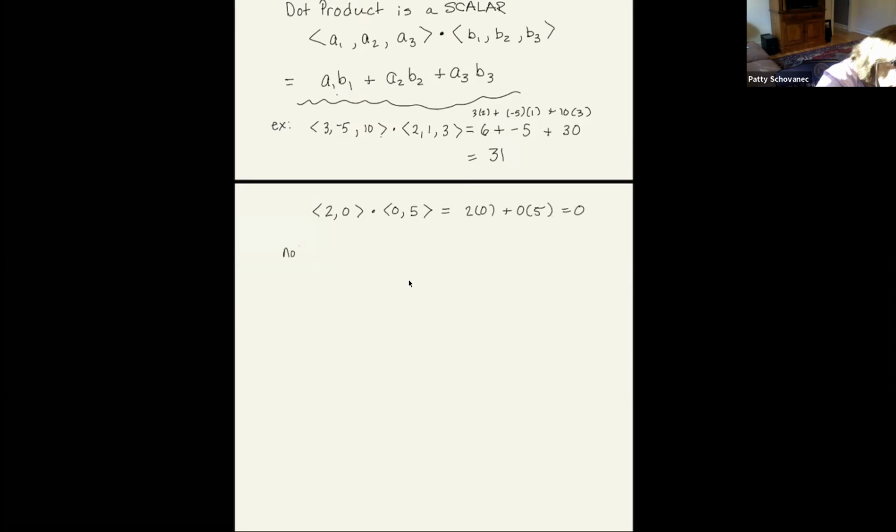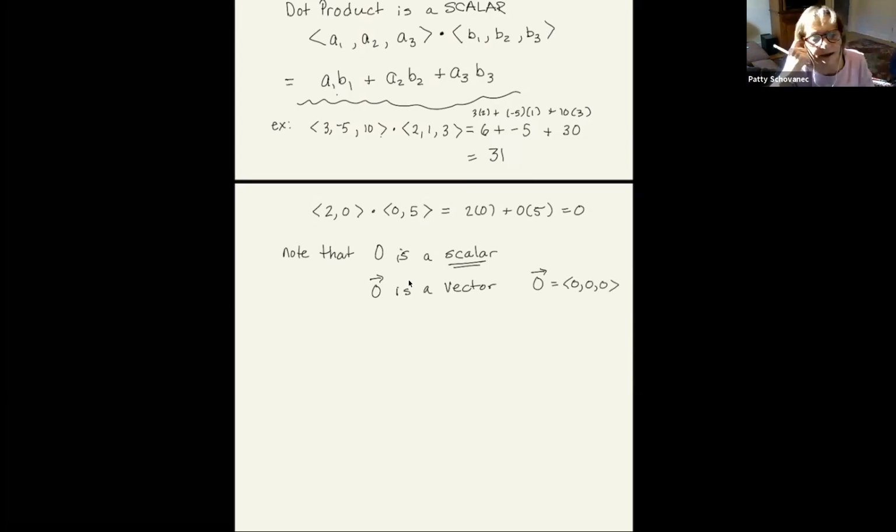So note that 0 is a scalar, and 0 with the bar on it is a vector. So 0 with the bar on it in 3 dimensions would look like that.